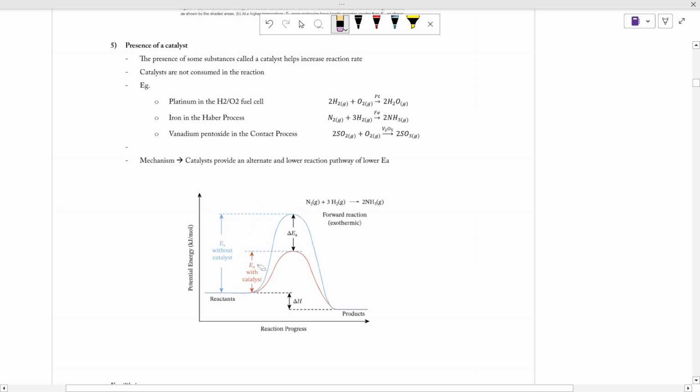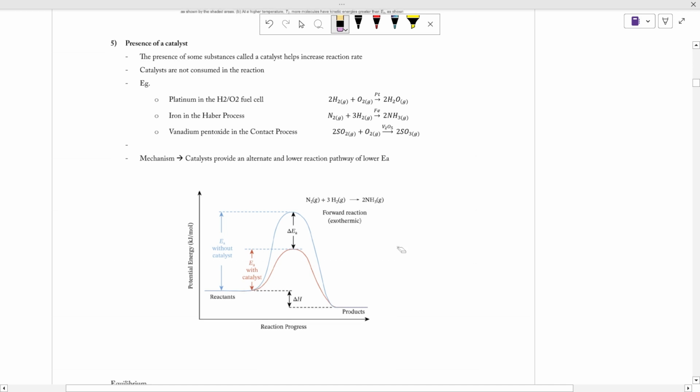The moment you add a catalyst, the pathway changes and you get an alternate one with a lower activation energy. So that's represented by the red graph. Now see how that activation energy is a lot lower. So instead of needing that much activation energy to successfully react, you only need this much now. So that means a higher proportion of reactants will have that sufficient activation energy to actually successfully react. So that's exactly what is happening there.